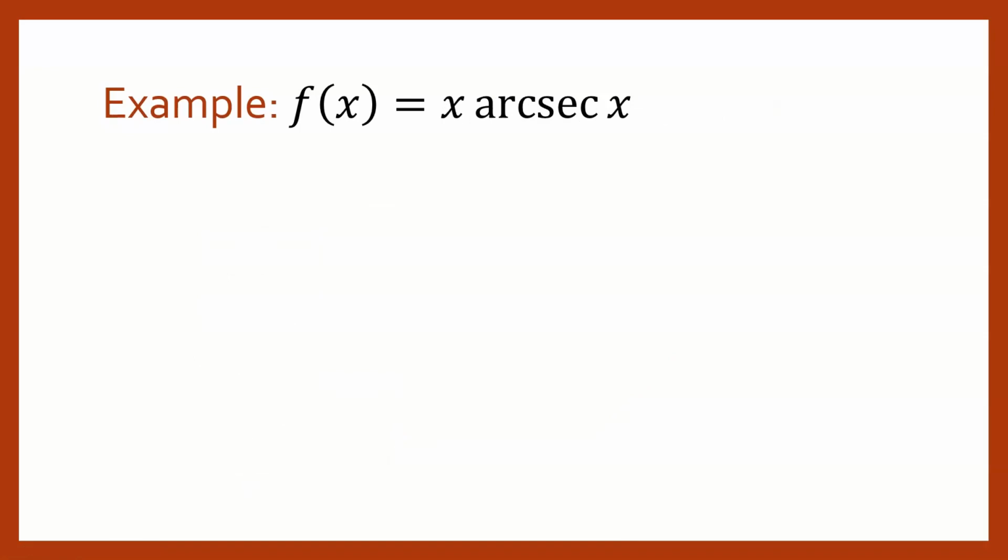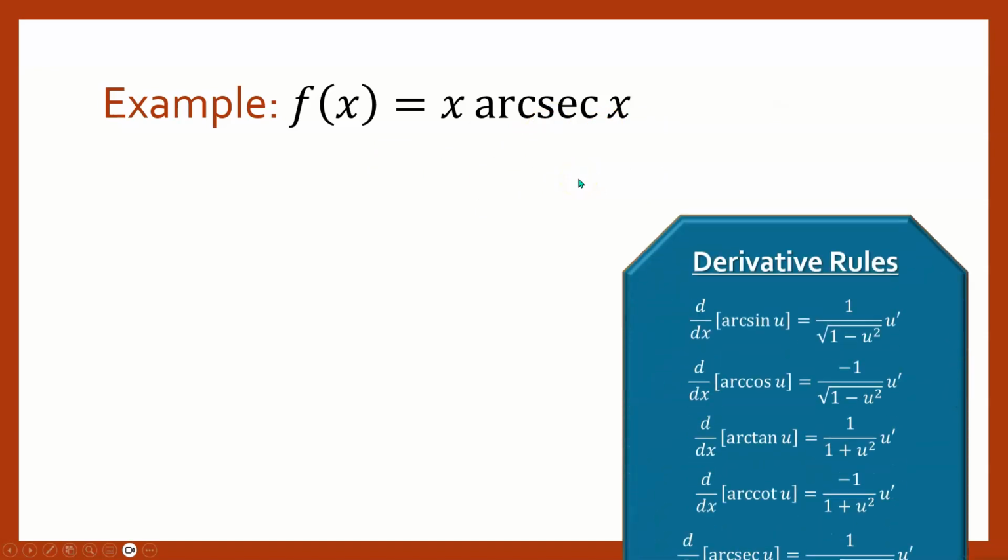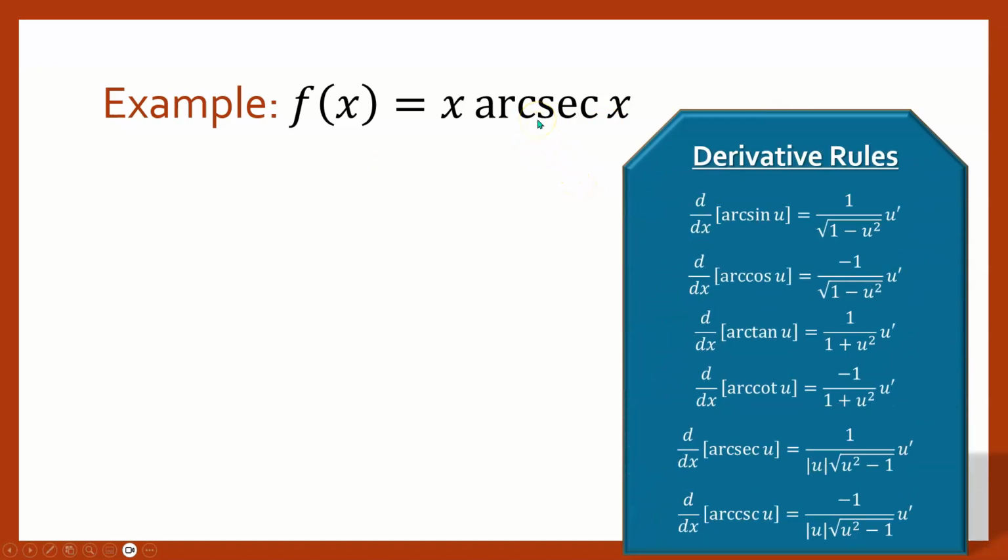Okay, what about if f of x is x times the arcsecant of x? Do you know what rule we're going to have to use here? The function we're differentiating is made up of two things multiplied together. That is, it's a product. So we should use the product rule. And the product rule tells us to take the first thing times the derivative of the second thing plus the second thing times the derivative of the first thing. And of course, when we take the derivative of that second thing, we're going to be taking the derivative of arcsecant x, so we need to use our rule for that.